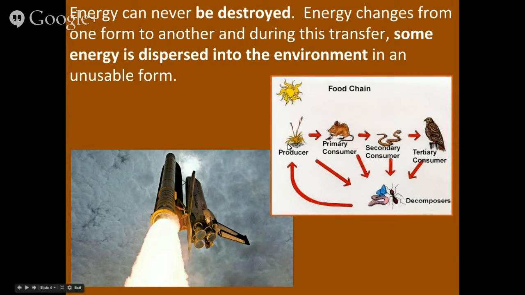So now the energy has just changed form. It's changed from sunlight, light energy, into glucose, which is biological energy. And now that biological energy has changed forms when the primary consumer eats the producer.